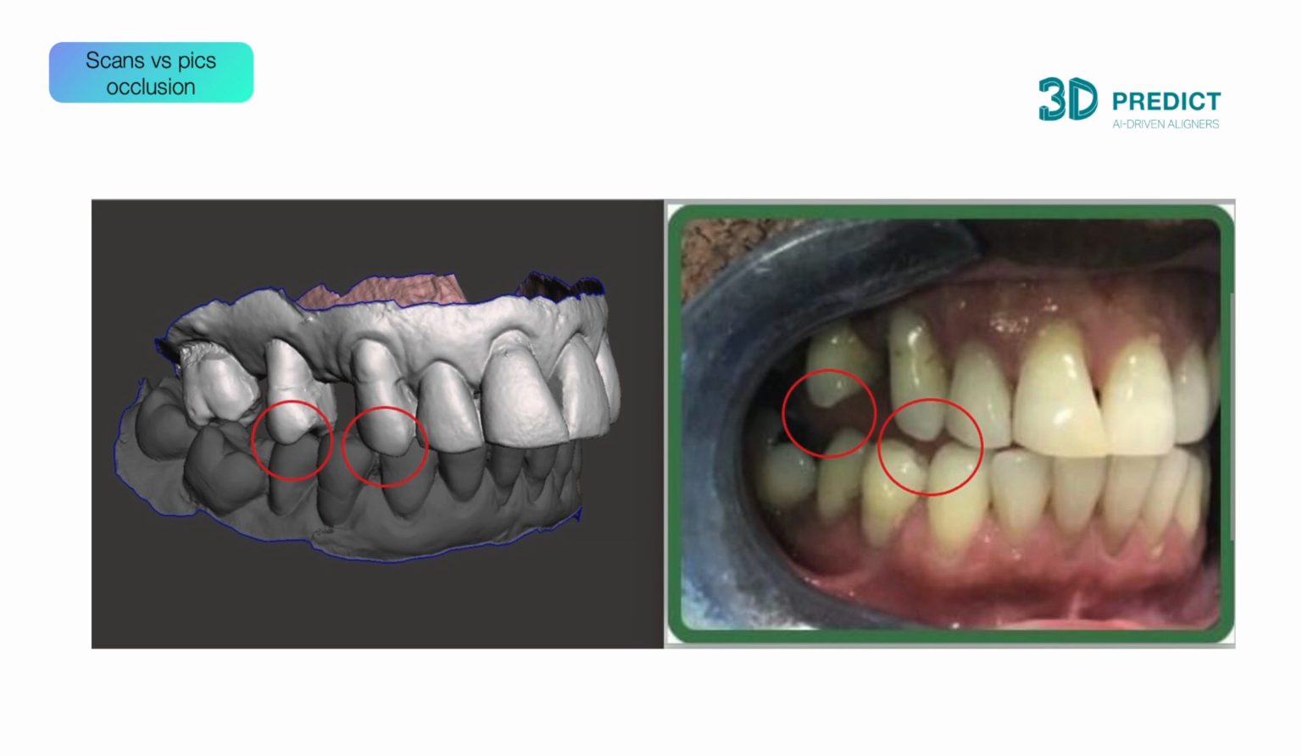In this case, the real occlusion was the one present on the scans, meaning that if we would have treatment planned the case based on what we saw on the pictures, the movements would not have correlated with the patient's actual situation. Please take a few seconds to make sure the occlusion matches between the pictures and scans.